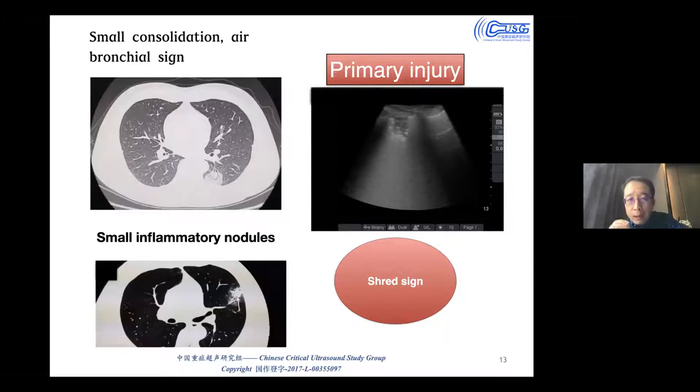And then you can see the other primary injury, like a little small consolidation, including some areas with bronchial sign and some small inflammatory nodules. It's just like what lung ultrasound tells us, a Sjögren's sign. The findings I mentioned on these two slides tell us it's the primary injury.